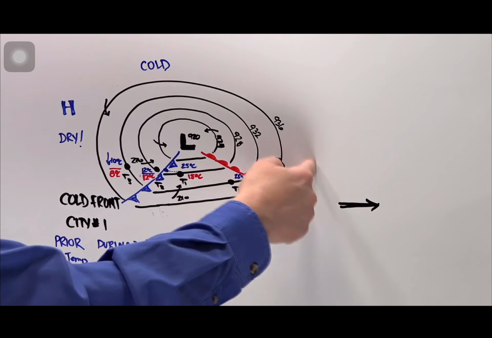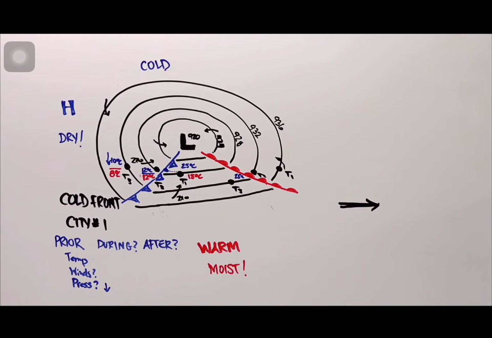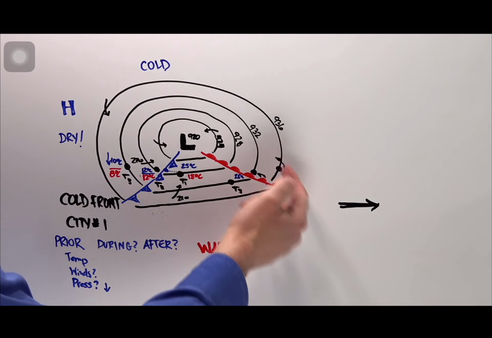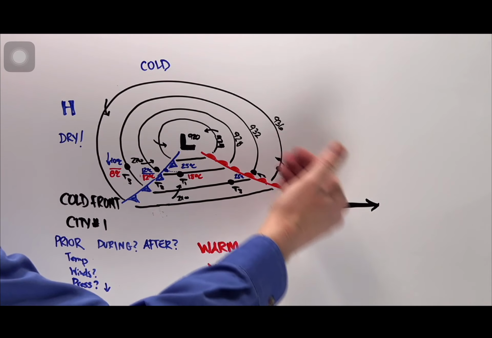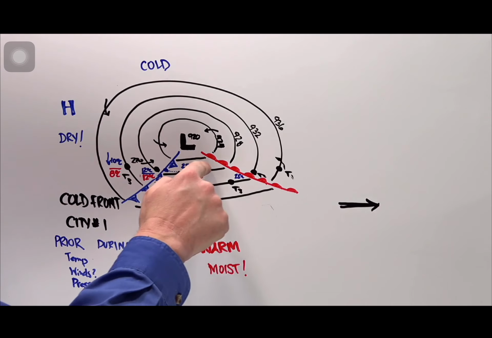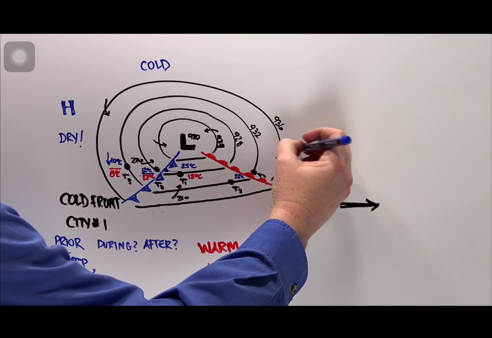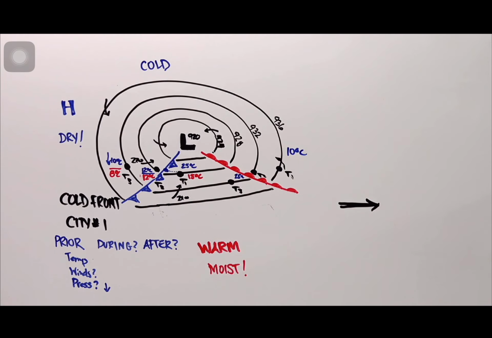Now for our town over here, again, you can very easily see what's happening. Prior to the front, look at the winds from the south, southeasterly even. In terms of our temperature, well, it's going to be fairly cool. We already mentioned it is 10 degrees Celsius over here. So the temperatures are going to be very cool.